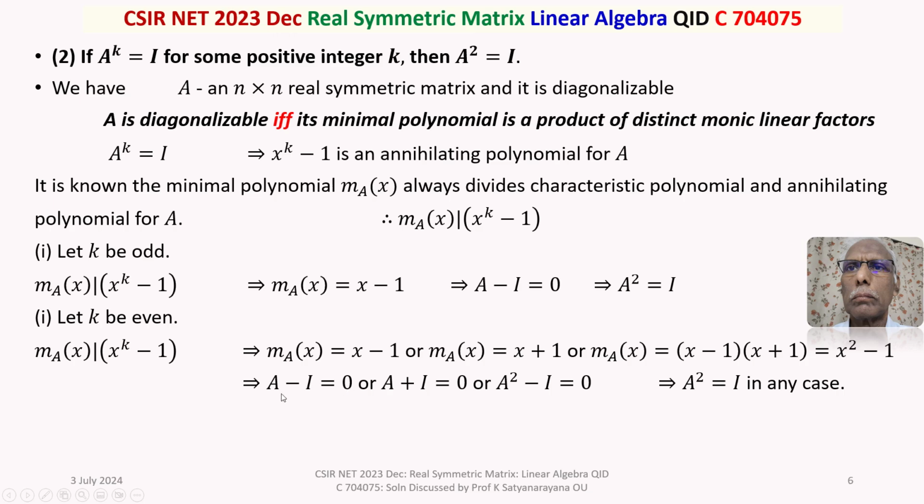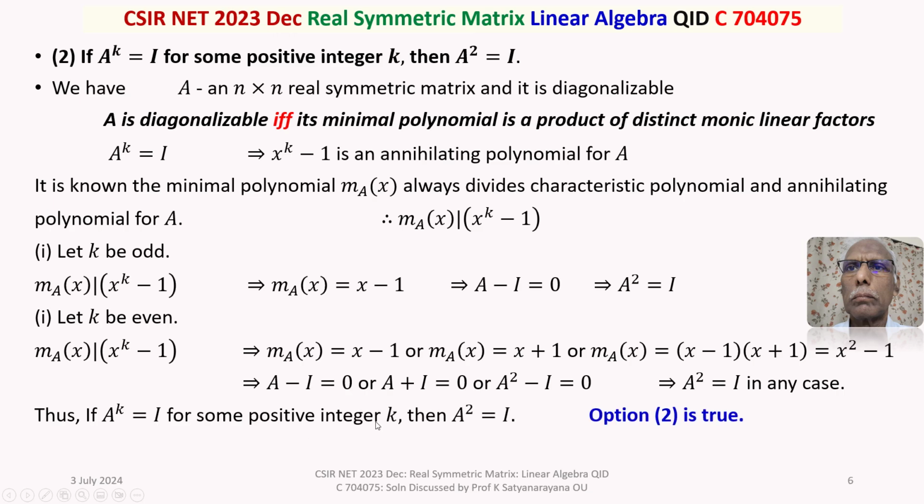A minus I is equal to 0 will give you A is equal to I, then A square is I. A plus I is equal to 0 will give you A is equal to minus I, then A square is I. And A square minus I is 0 implies A square is equal to I. In any case, A square is identity. Thus if A to the power k is identity for some positive integer k, then A square is also identity. Thus, option 2 is also true.